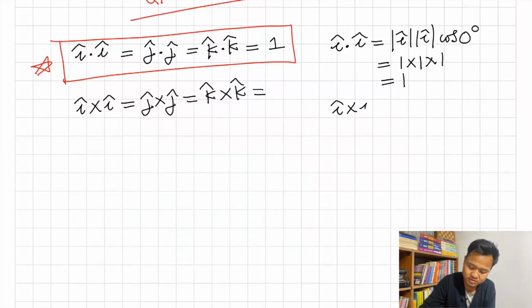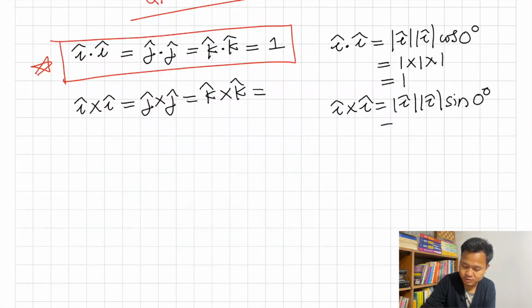Cross product of i with i: i cross i is i into sine of the angle between them. The angle between them is 0, sine 0 is 0. So this will be 0.